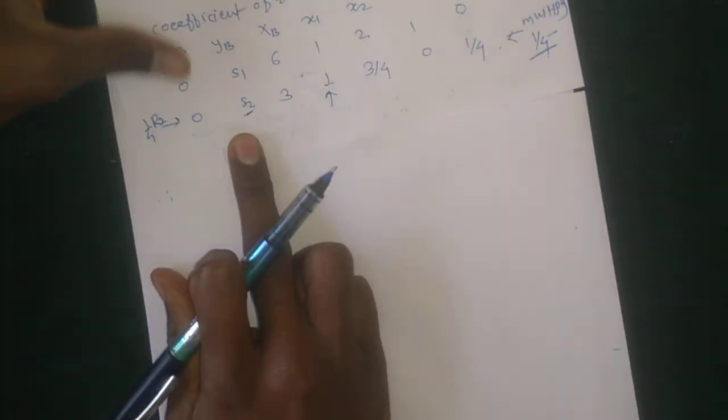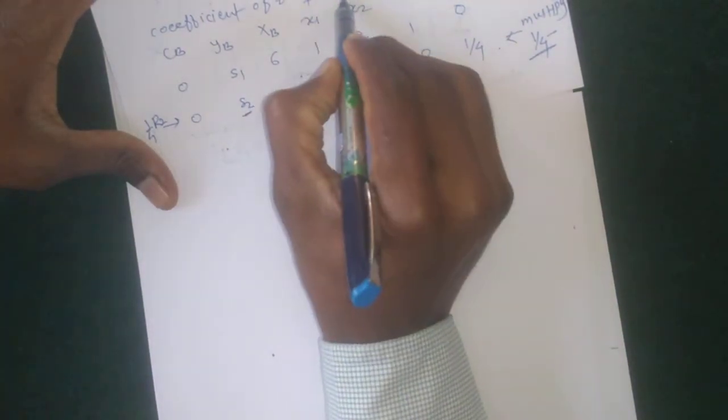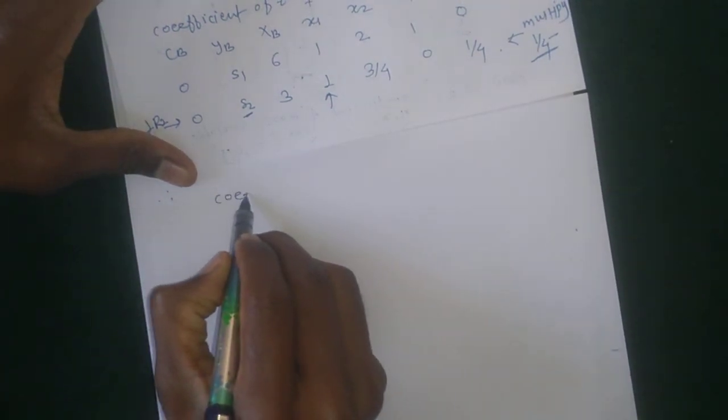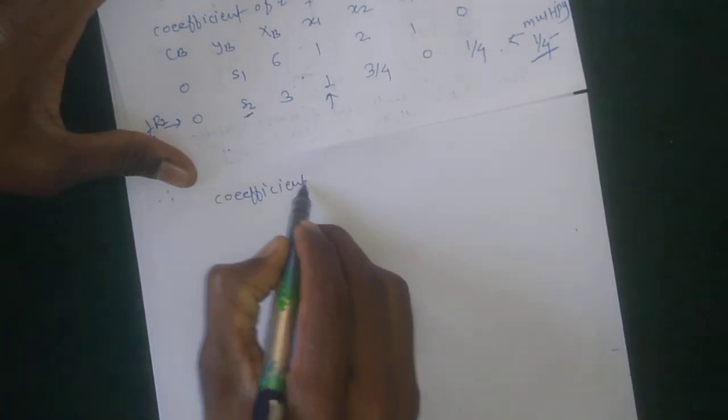Okay, now next is therefore, now taking the coefficient of z are 7, 5, 0, 0. Okay, in this way, the coefficient of z.